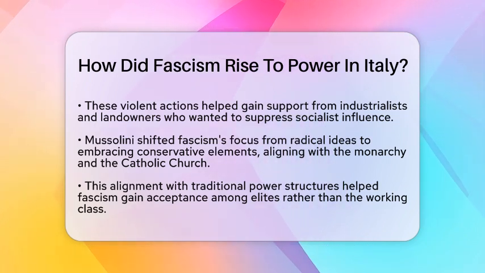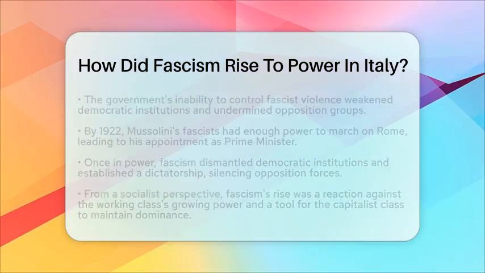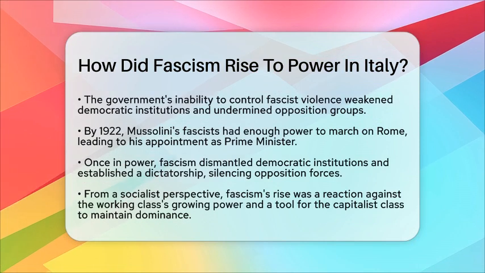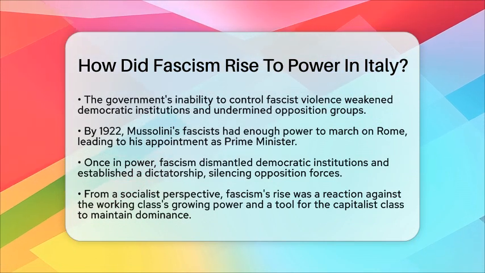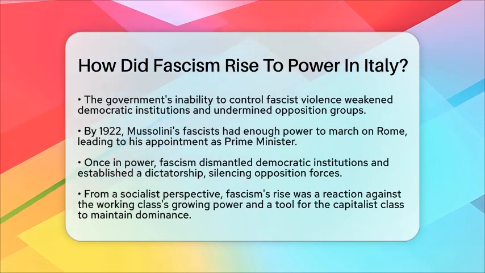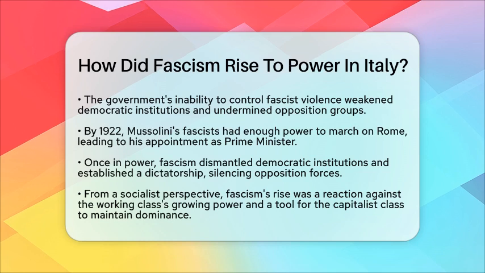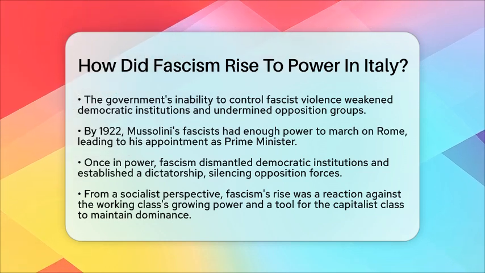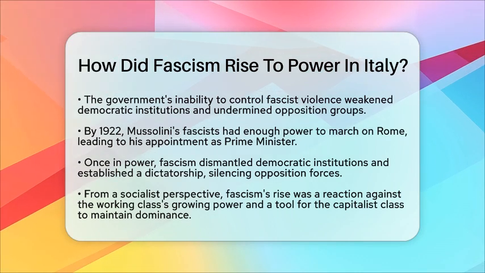By the year 1922, Mussolini and the fascists had gathered enough power to march on Rome. This led to Mussolini being appointed as prime minister. Once in control, fascism dismantled democratic institutions and established a dictatorship, silencing socialist and other opposition forces.